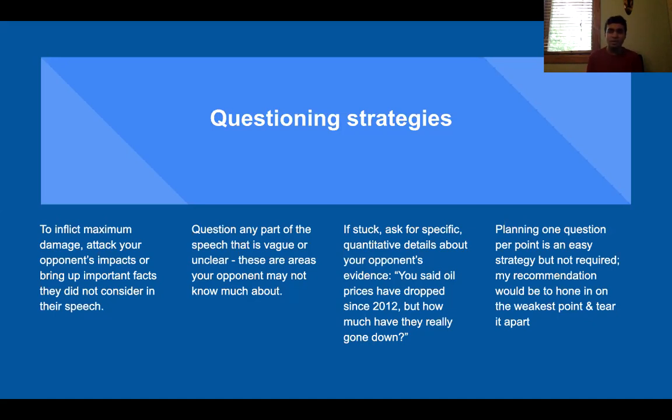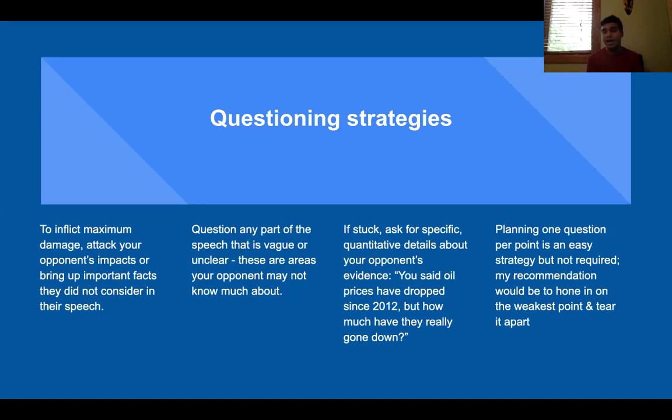How can the government apply pressure to private corporations over a statewide policy? Those sorts of vague parts you can attack and hone in on, like the solvency mechanisms. But how specifically can they do that? That's sort of what you want to ask during cross-ex.